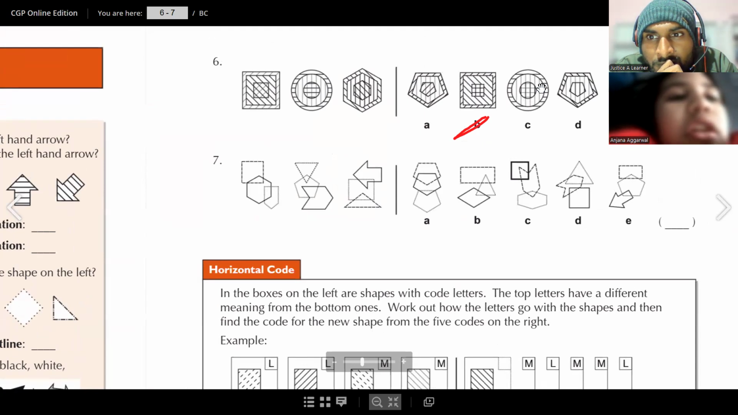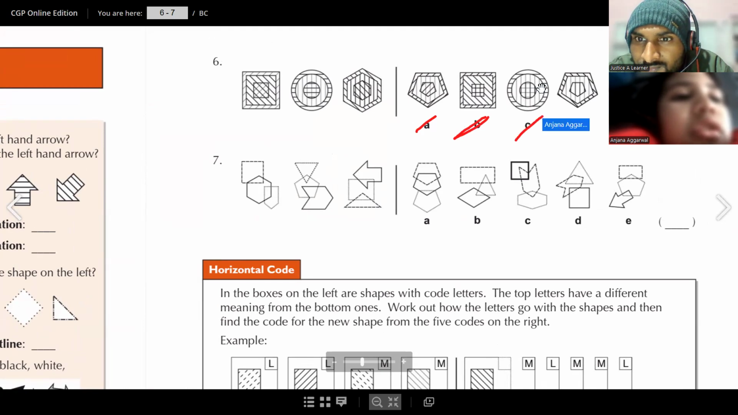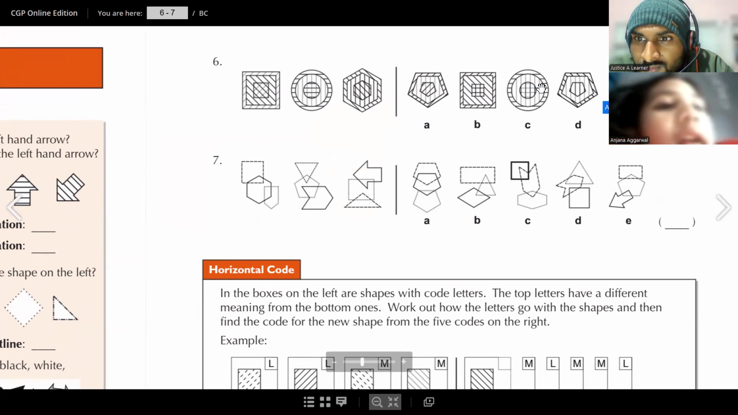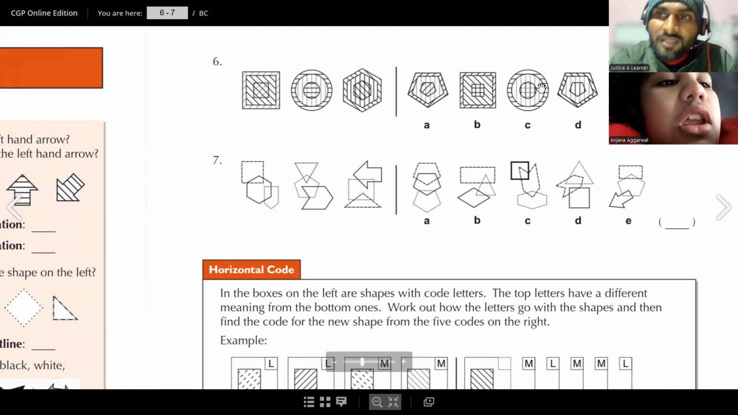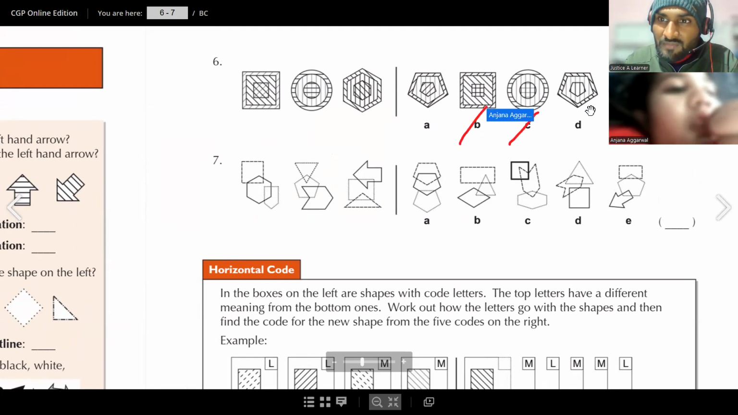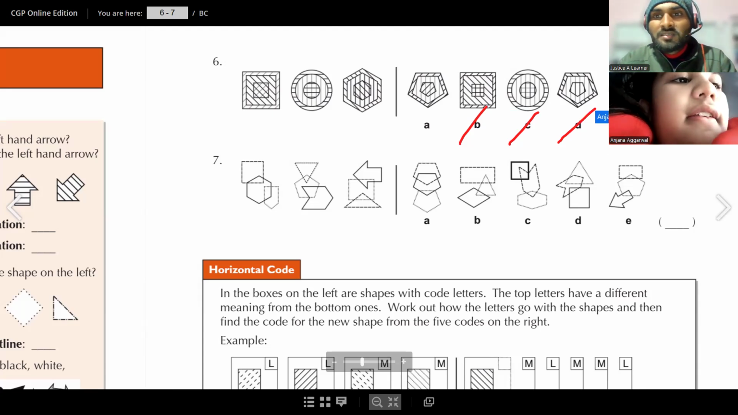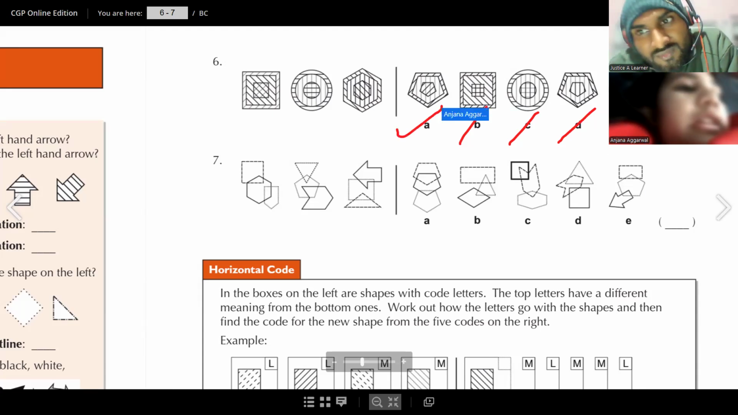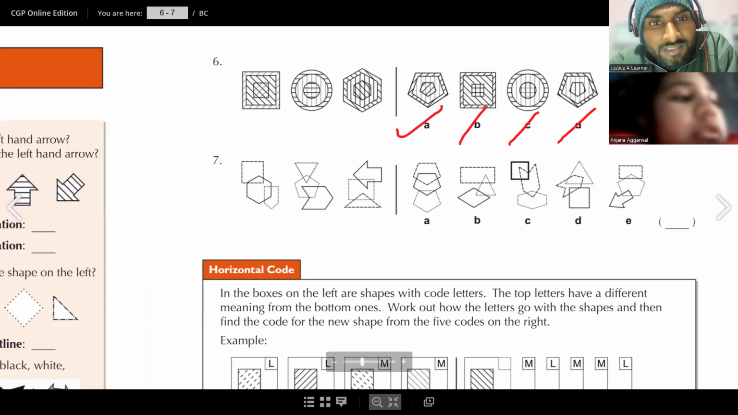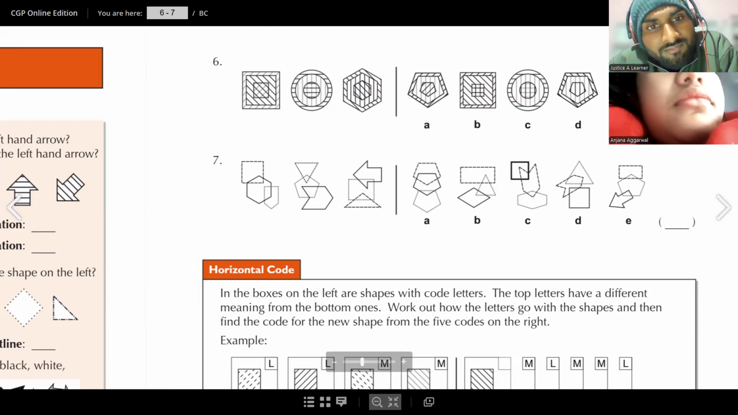That is also not the answer. Yep, that is also not the answer, and D is also not the answer. D is also not the answer, right? Yeah, it's not, because D has the same line under. So the answer is A. Correct. Good. Then why couldn't you observe this last time?